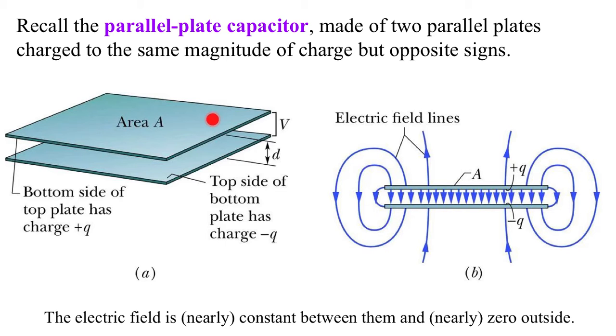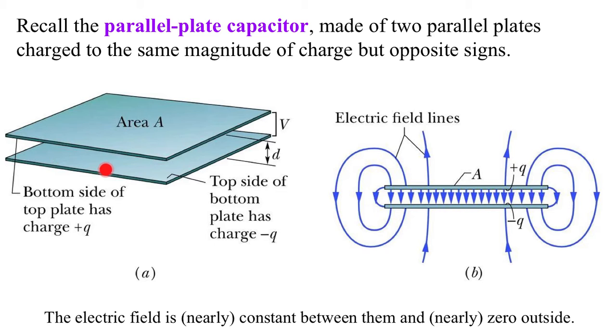So, for instance, we charge the top plate to plus Q and the bottom plate to minus Q. This is weird: the bottom side of the top plate has charge plus Q. How come? Because all charge has to live on a surface, but the plus Q is going to be attracted to the negative Q here. We say that the potential difference between those two plates we symbolize by V.